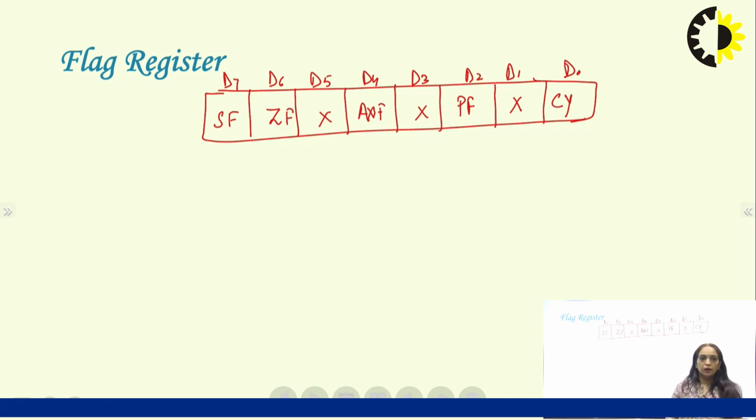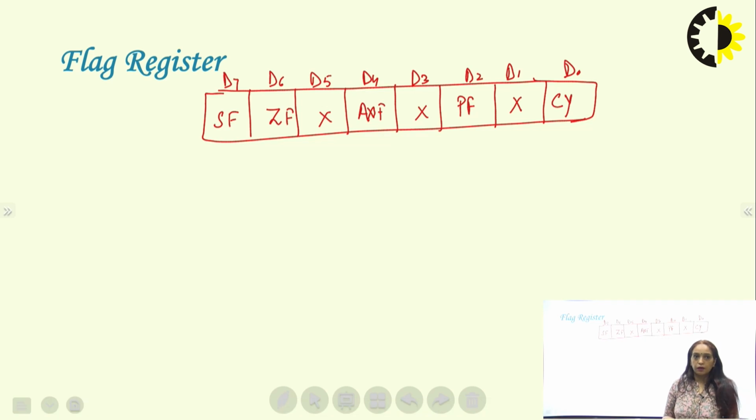So the carry flag: whenever some carry is generated, the value of the carry flag will be 1, else the value of the carry flag will be 0. Then we have the parity flag. The parity flag will be set to 1 if you have an even number of ones in a result, and if you have an odd number of ones in the result in the 8-bit accumulator, then this parity flag will be 0.